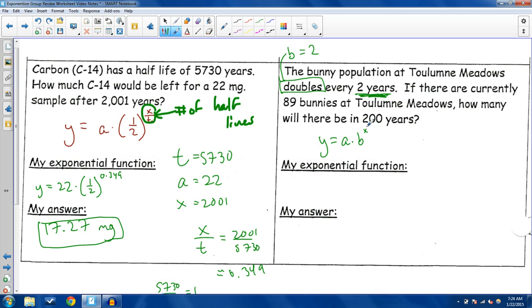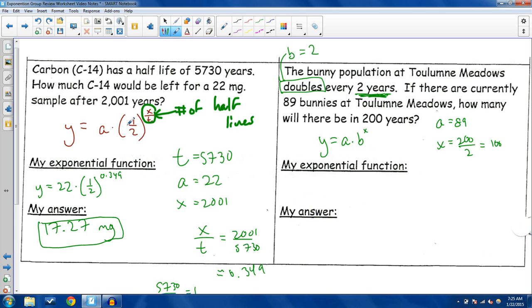Remember, x isn't necessarily just one number. There are currently 89 bunnies, so we're going to start with 89. We need to see how many there will be in 200 years. Now, x isn't just 200. Remember, it doubles every 2 years. So in order for it to double every 2 years, you need to see what happens every 2 years. Okay, here's what I want to say. If it doubles every 2 years, that means after 200 years, it has only doubled 100 times. It has not doubled 200 times.